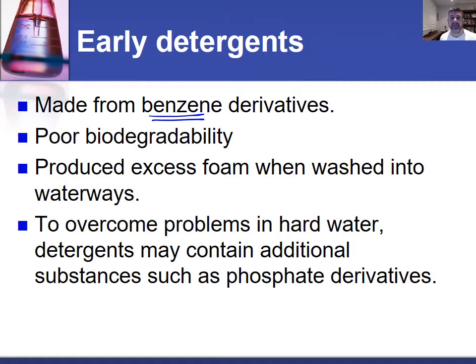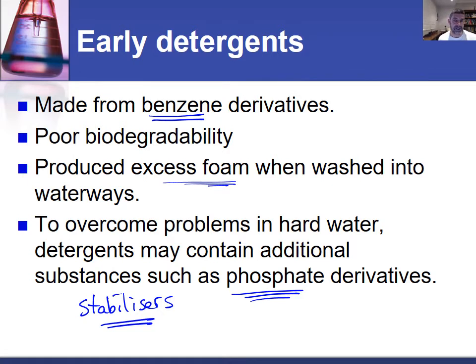They didn't break down. We washed them down into the waterways and they remained for long periods of time. Many of them produced a large amount of foam, and I mentioned that in the previous video, which can be a bit of a problem. One of the ways of trying to address that was with the addition of things called stabilizers, which helped to improve the effectiveness of the individual detergents. The problem was that it was phosphates that were often chosen as the salts we used to help with this stabilization of the early detergents.